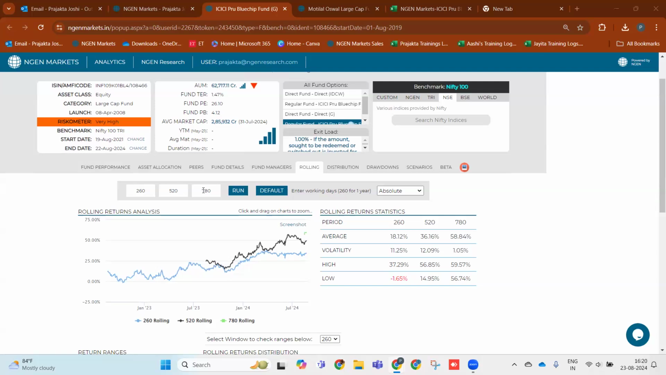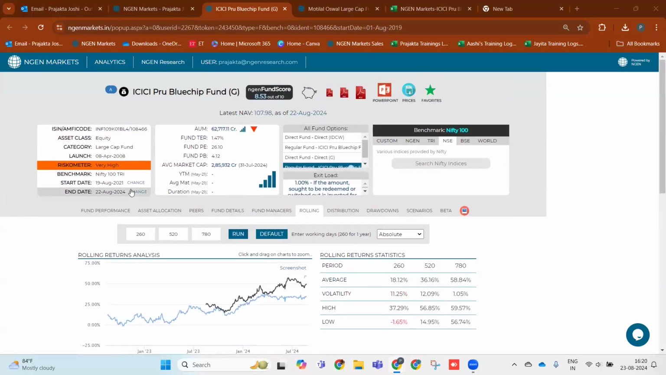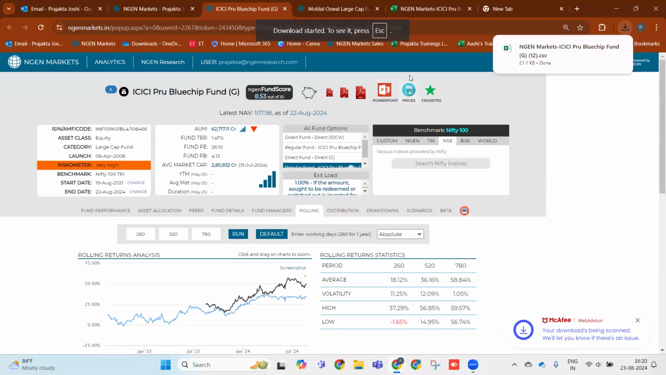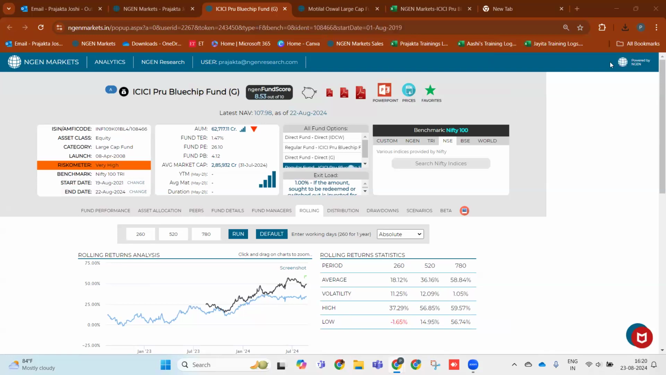So 260, 520, and 780, these get loaded by default, but of course you can change this, right? Now let's do this analysis and actually calculate how these numbers are coming up on this particular fund. For that, I'll simply download the NAVs of this particular fund into an Excel sheet by simply clicking on this, right? So that downloads historical NAVs of this entire fund into an Excel sheet from the time period under consideration.